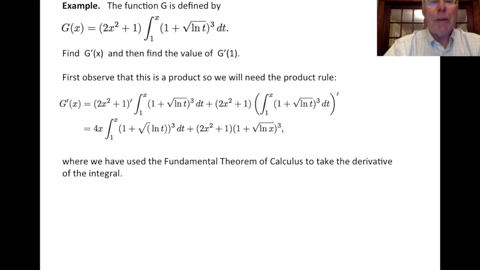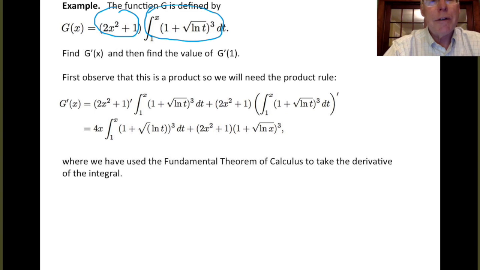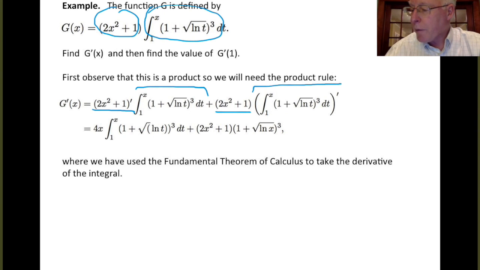I knew you were missing the product rule, so we made this thing into a product. It's this function, the polynomial, times the integral function, so we have to use the product rule. So in other words, you got to keep these things in mind. I could have made this a quotient too. So if we first of all apply the product rule, we find g prime is the derivative of the first function, there's the polynomial, times the second, which is the integral, and then the first function times the derivative of the second, so there's the integral differentiated.